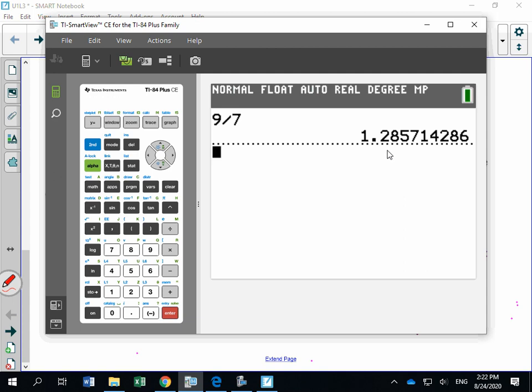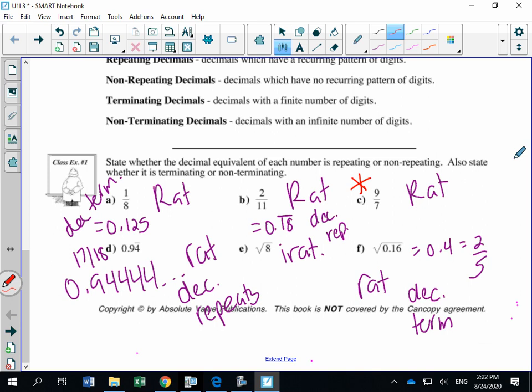It actually does repeat, and there's a big repeat. Here's what it is: 285714. If my calculator could go on forever, the repeat would be 285714, 285714, 285714. What your calculator does, if it repeats, is it will round this number up, right? So it rounded the 5 to a 6, but it is repeating 285714, 285714, 285714. So this one, the decimal repeats.